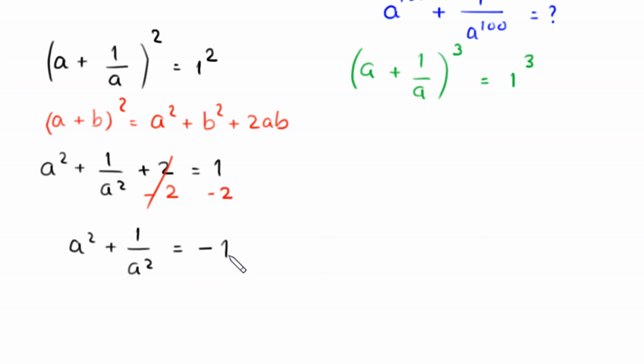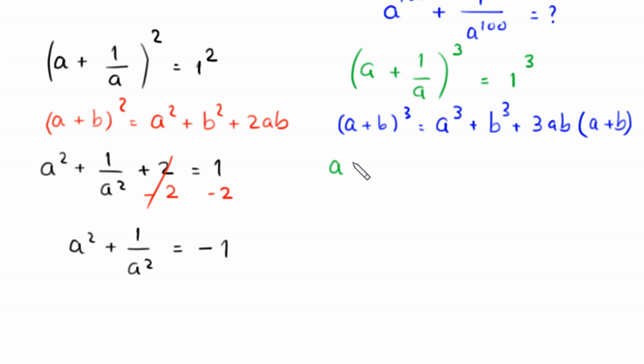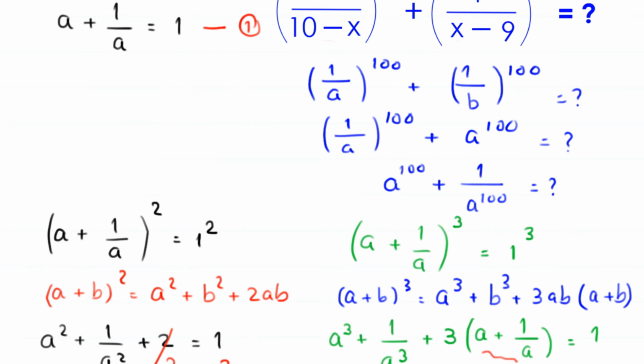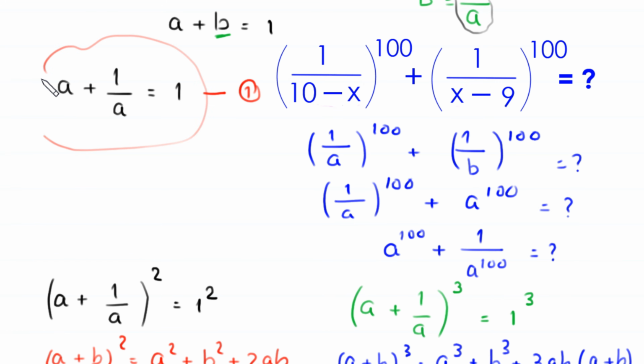And by using this algebraic identity, a plus b whole cubed equal to a cubed plus b cubed plus 3ab times a plus b, this a plus 1 over a whole cubed will become a cubed plus 1 over a cubed plus 3 times a plus 1 over a equal to 1 cubed is 1. And this a plus 1 over a equal to 1.